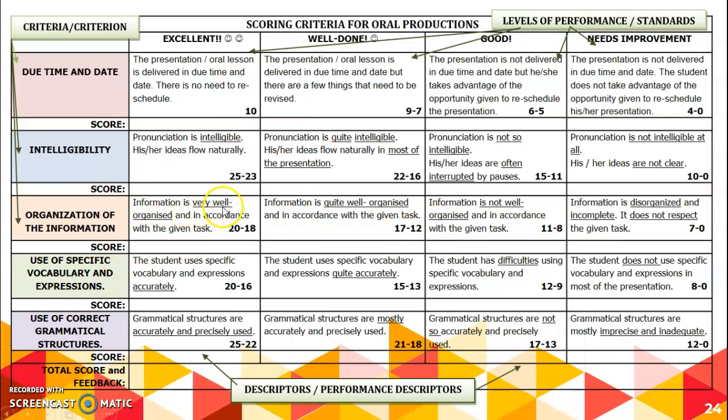In excellent, information is very well organized and in accordance with the given task. In well done, information is quite well organized and in accordance with the given task. In good, information is not well organized or in accordance with the given task. And finally, the information is disorganized and incomplete. It does not respect the given task. So again, by making a few changes, you can have the different levels of performance.